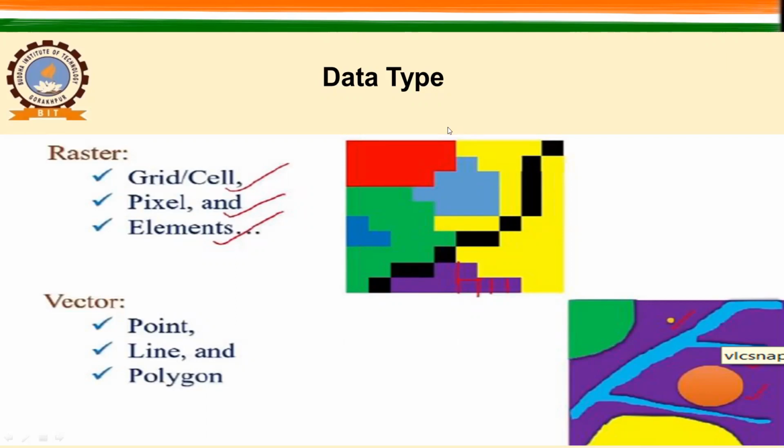So here the raster data sets are basically those data which has grid or cells or pixels or elements. If you have such elements in your data, that means they qualify for the raster data. So here in the raster data, you can easily find the pixels, right? The next type of data is vector data, where you have points, line, and polygon.